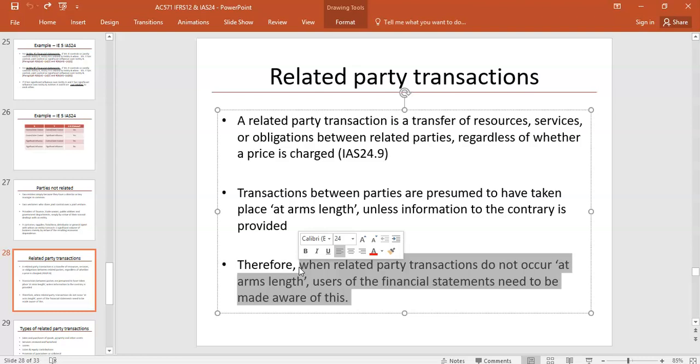So if you're giving an asset for free to your son, that has to be disclosed under IAS 24. Or you're buying an asset from your wife at above market value to allow her to take cash out of the business, that must be disclosed in the financial statements. So it's quite an important standard. It has no journal entries, but it has an awful lot of important disclosure requirements.